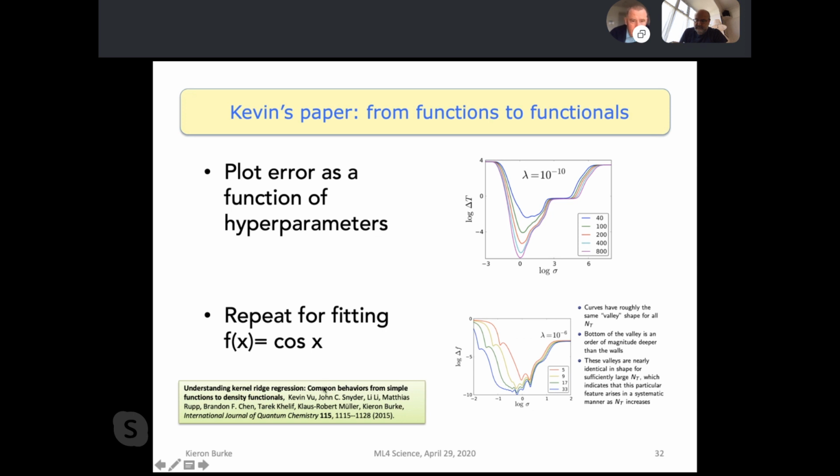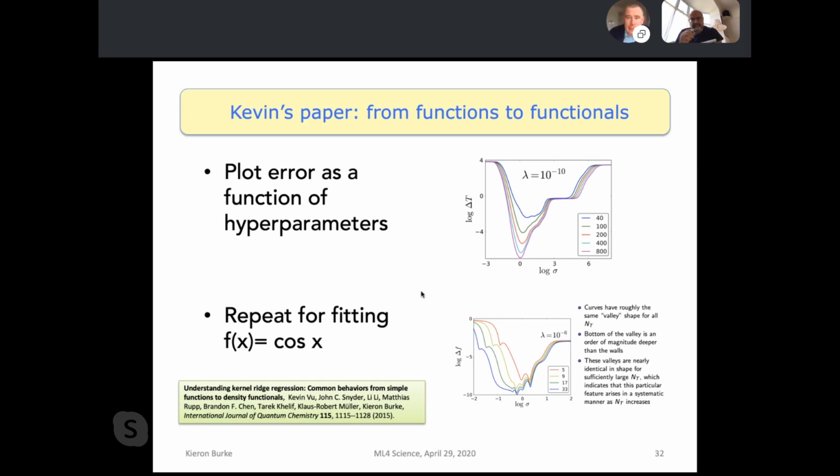Now, this is one from along the way. Kevin Vu was an undergraduate with me, and this paper I like, and a lot of people use it. We did this kind of reverse engineering, not understanding how this machine learning worked. We used it to fit cosine x. And it's like all this great machinery for this very simple problem, but what you can do is then look inside the machinery and see how it does.